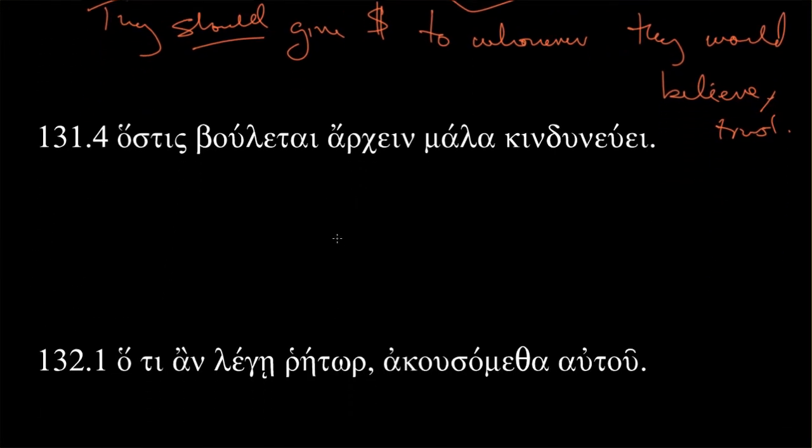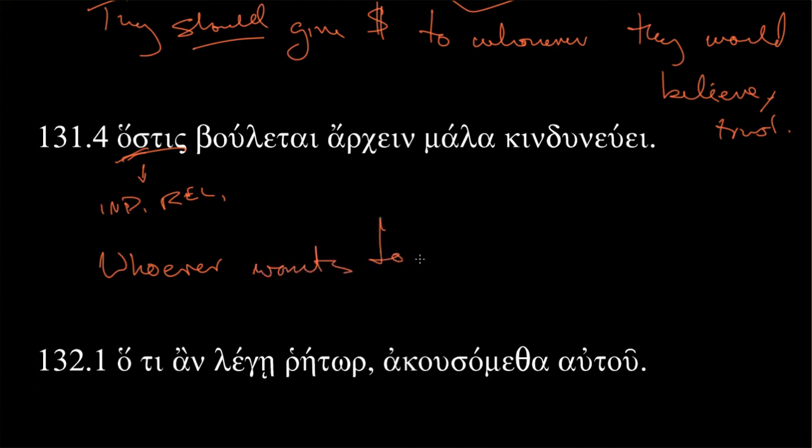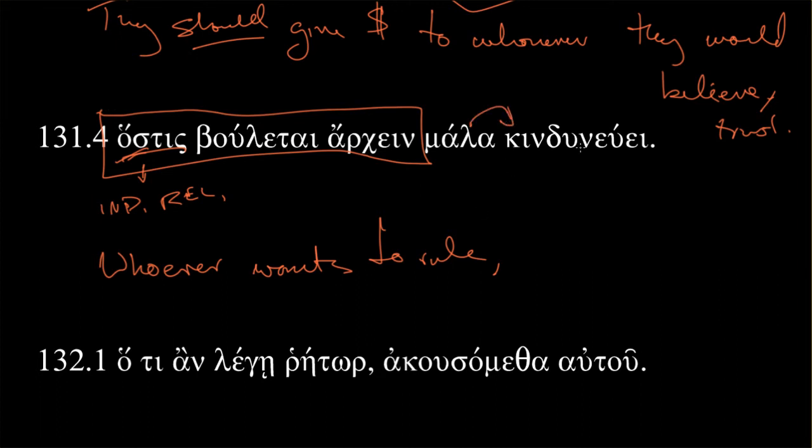All right, great. 131, number 4. Hostis boulētai archein mala kindyneuei. All right, what are we looking at here? Hostis, our indefinite relative, whoever. Masculine, nominative, ho and tis. So whoever, not whomever, but whoever. Boulētai, coming from boulomai, a deponent verb meaning want. So whoever wants to rule, to have control, to be in power. That's going to be our protasis, right there. Mala, adverb modifying the verb kindyneuei.